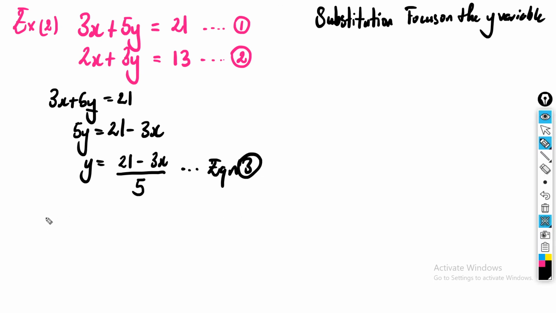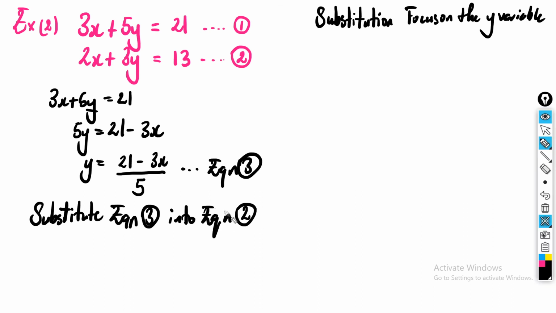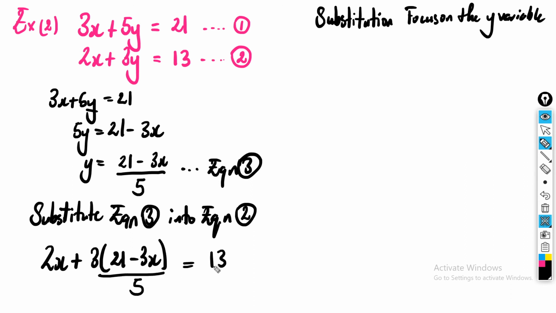And now, guys, of course, we want to substitute equation 3 into equation 2. So we're going to put this y is equal to (21 minus 3x) over 5 into equation 2 here, and we're going to get 2x plus 3 times (21 minus 3x) all over 5 is equal to 13. Cool. And because I want to get rid of this 5, guys, I'm going to multiply everything by 5.